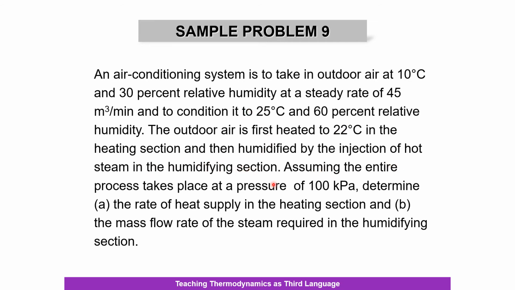Now assume the entire process takes place at a pressure of 100 kilopascal. This is very important for you to understand. This is 100 kilopascal. This is not 1 atmosphere or 101.325 kilopascal. So in other words, you can't use the psychrometric chart to solve this problem. Because the pressure is 100 kPa, you will need to do it using the formulas. We will see how to do that. You are asked to determine A, the rate of heat supply in the heating section, and B, the mass flow rate of the steam required in the humidifying section.